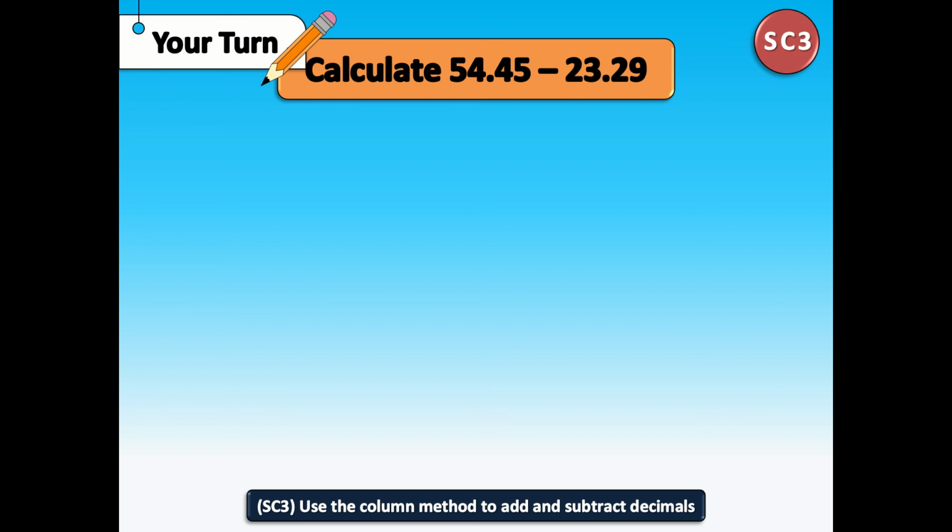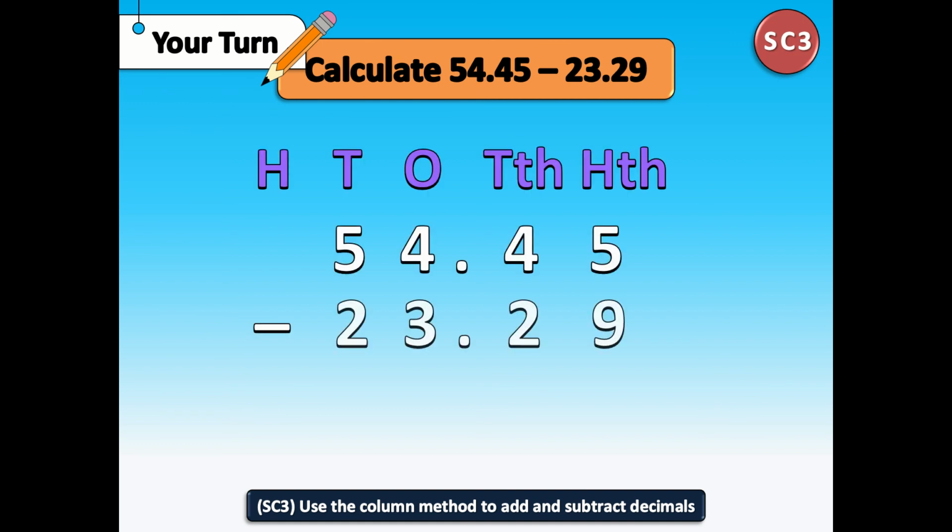So in this question, we want to do 54.45 take away 23.29. So we line our numbers up, make sure they're all in the correct columns. Then we start with the hundredths column. We can make sure our decimal points all line up.